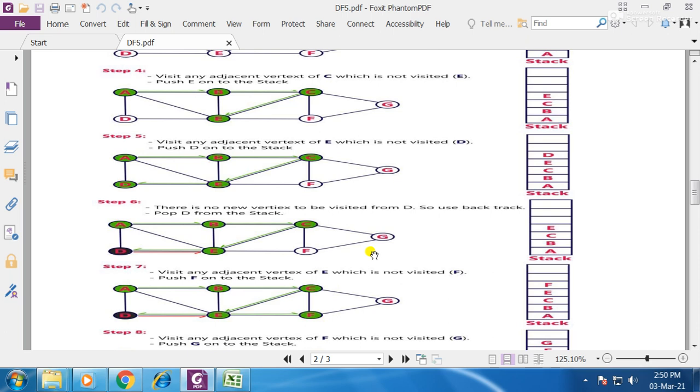Now all the vertices are visited. So there is no new vertex to be visited from G. So use backtracking. Pop G.